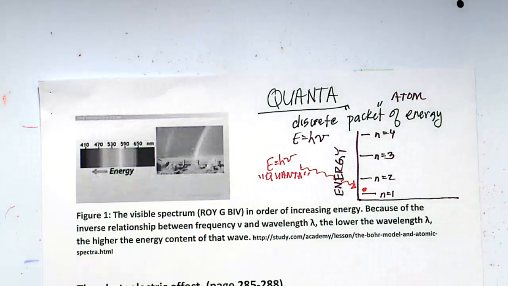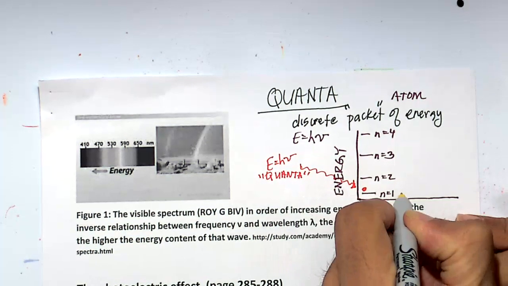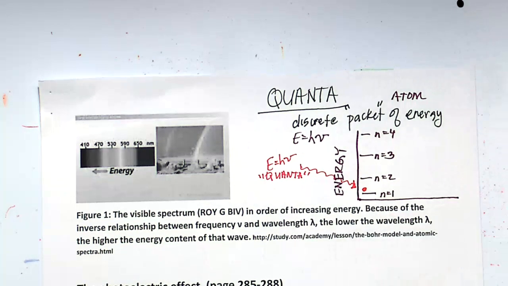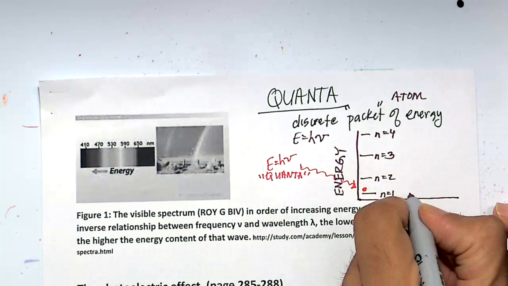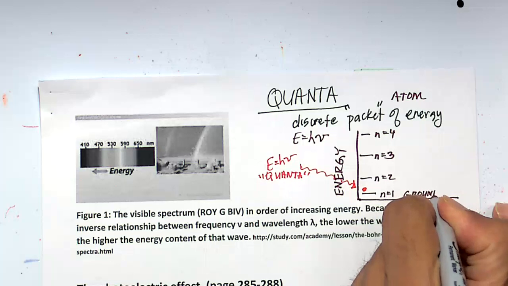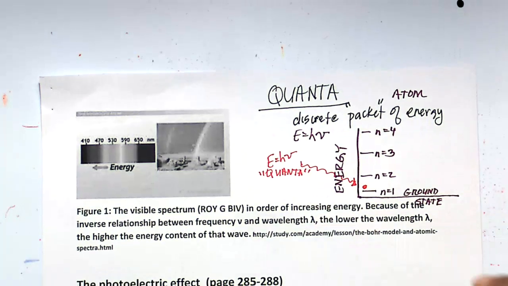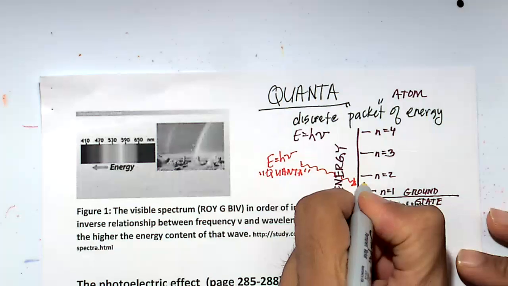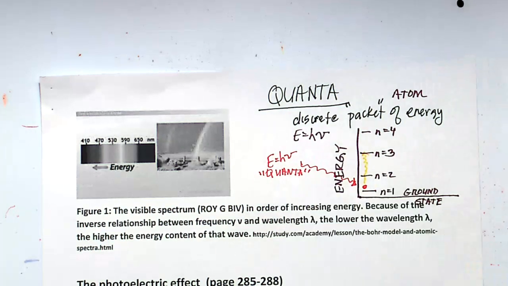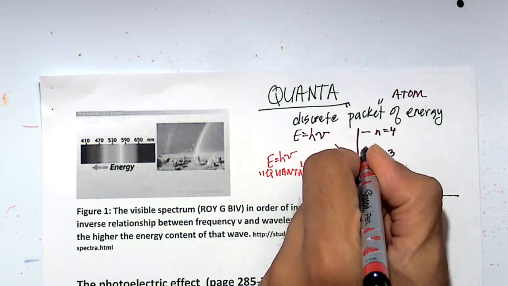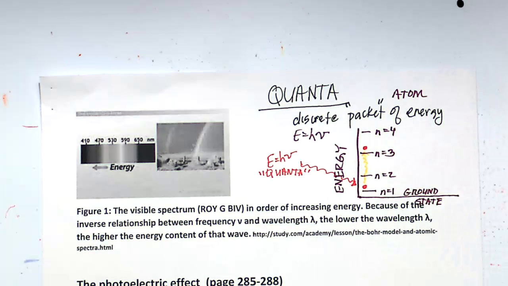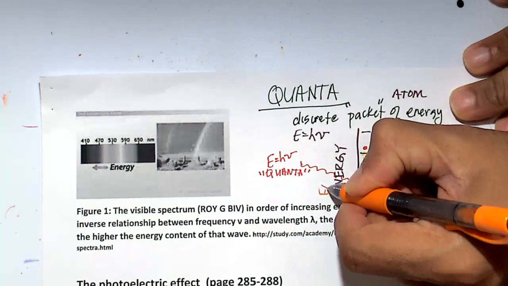And what happens is that I'm going to hit it with enough quanta so that it gets excited from the ground state. Okay, this is everything. The atom is fine. I just hit it with a quanta, and it was in the ground state. And I excite it with a quanta, E equals hν, enough to get it to, let's say, n equals 3. So I'm going to call this excitation, which is enough to get it from n equals 1 to n equals 3.